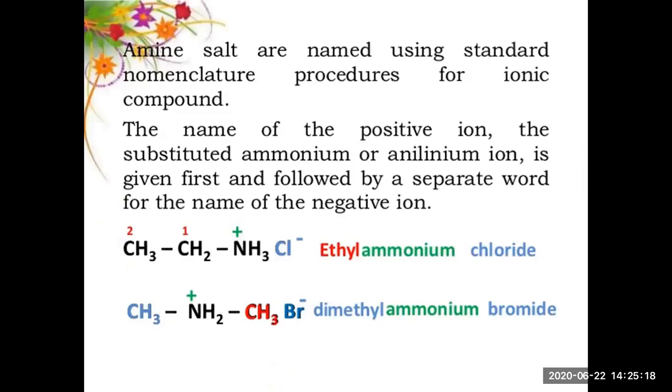Next, amine salts are named using standard nomenclature procedures for ionic compounds. The name of the positive ion, the substituted ammonium ion, is given first, followed by a separate word for the name of the negative ion. So these are, for example, ethylammonium chloride, dimethylammonium bromide. This depends on the acids reacting and producing the different types of amine salt.